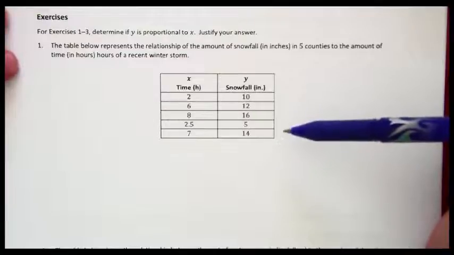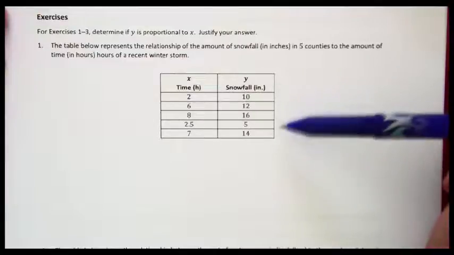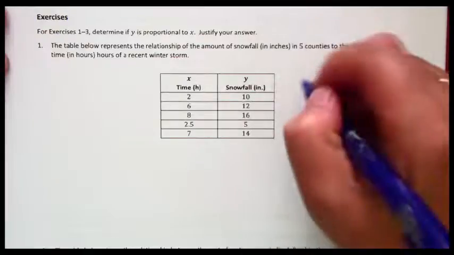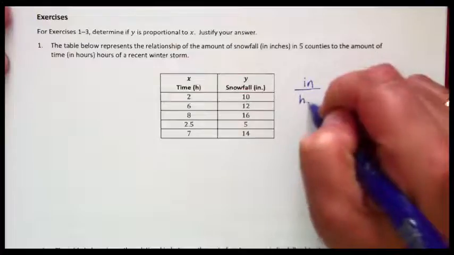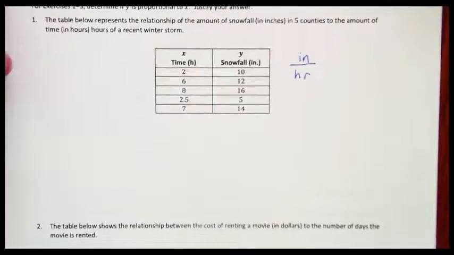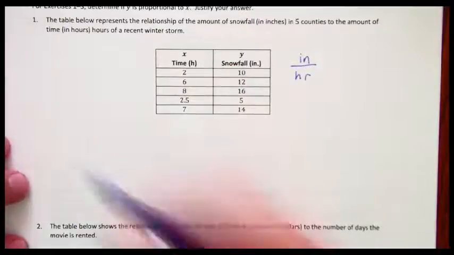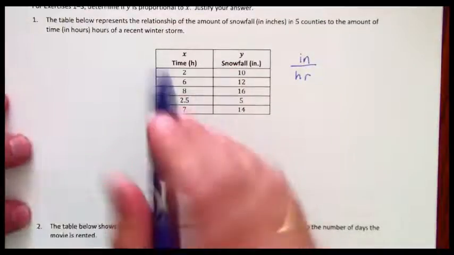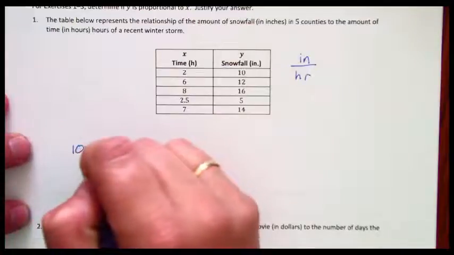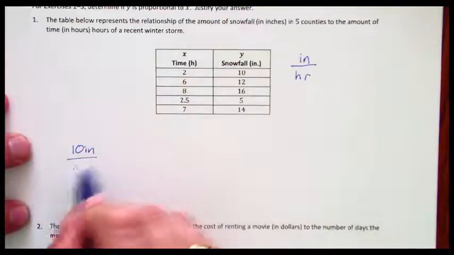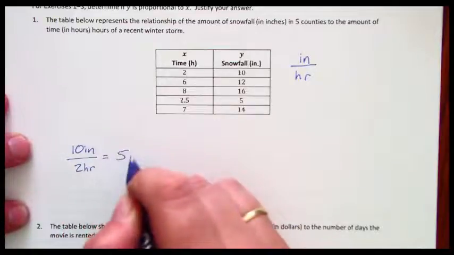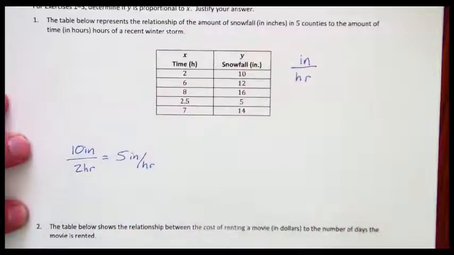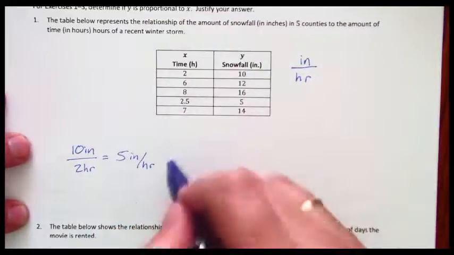We want to see if the snowfall was proportional for each of these. Did we have the same rate of snowfall in each of the 5 counties? We're going to be comparing inches per hour in this relationship because time is almost always on the bottom of a relationship. So in our first county, we had 10 inches in 2 hours, which means our rate was 5 inches per hour.